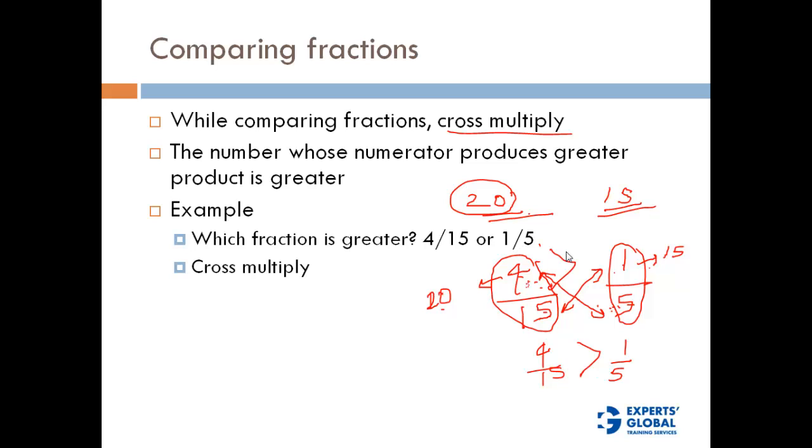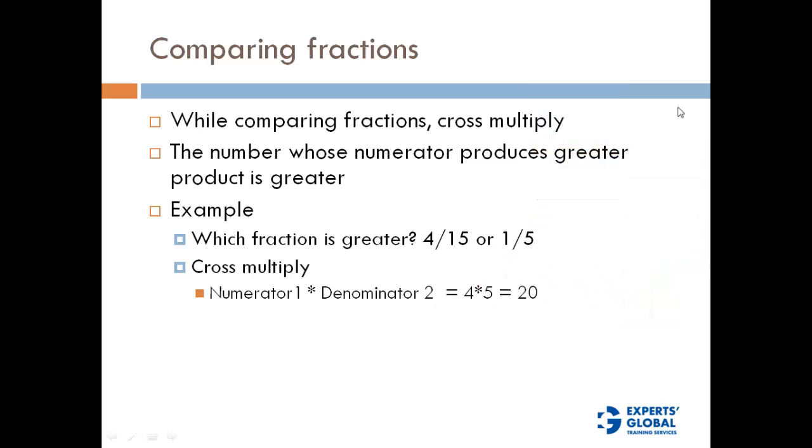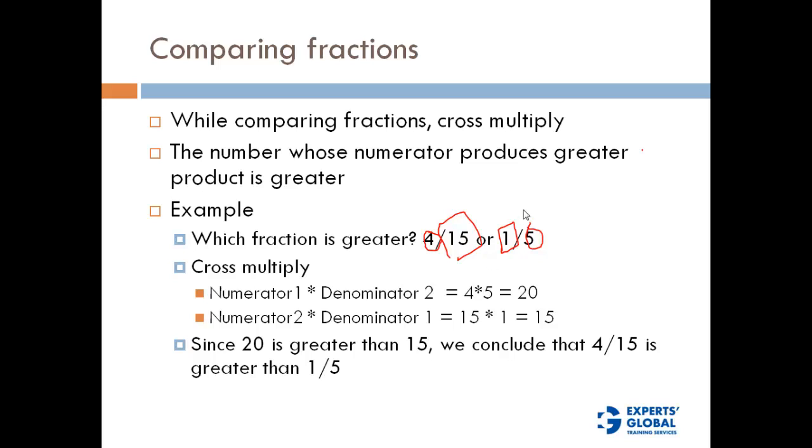So let's quickly look at it. Cross multiply. Numerator 1 into denominator 2, this is the first fraction, is 20. Numerator 2 into denominator 1 is 15. So 20 is greater than 15. So we conclude that 4 by 15 is greater than 1 by 5. 4 by 15 is greater than 1 by 5, right?